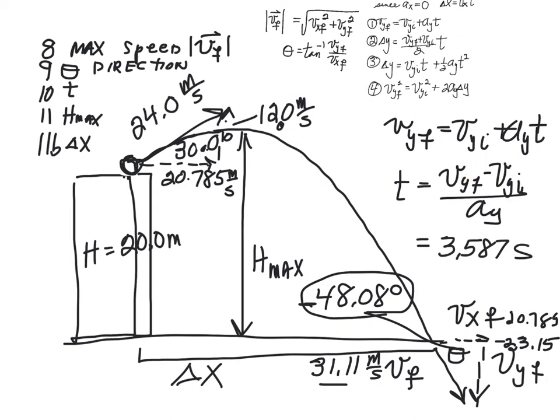VY final is what? Negative 23.5. Negative. VY initial is what? 12. So you have negative 23.5 minus 12, right? Those are both negative. And what is this? Negative 9.8. So all these numbers are negative, and this is a positive number, but there's a negative sign. And so it ends up being positive, this number.